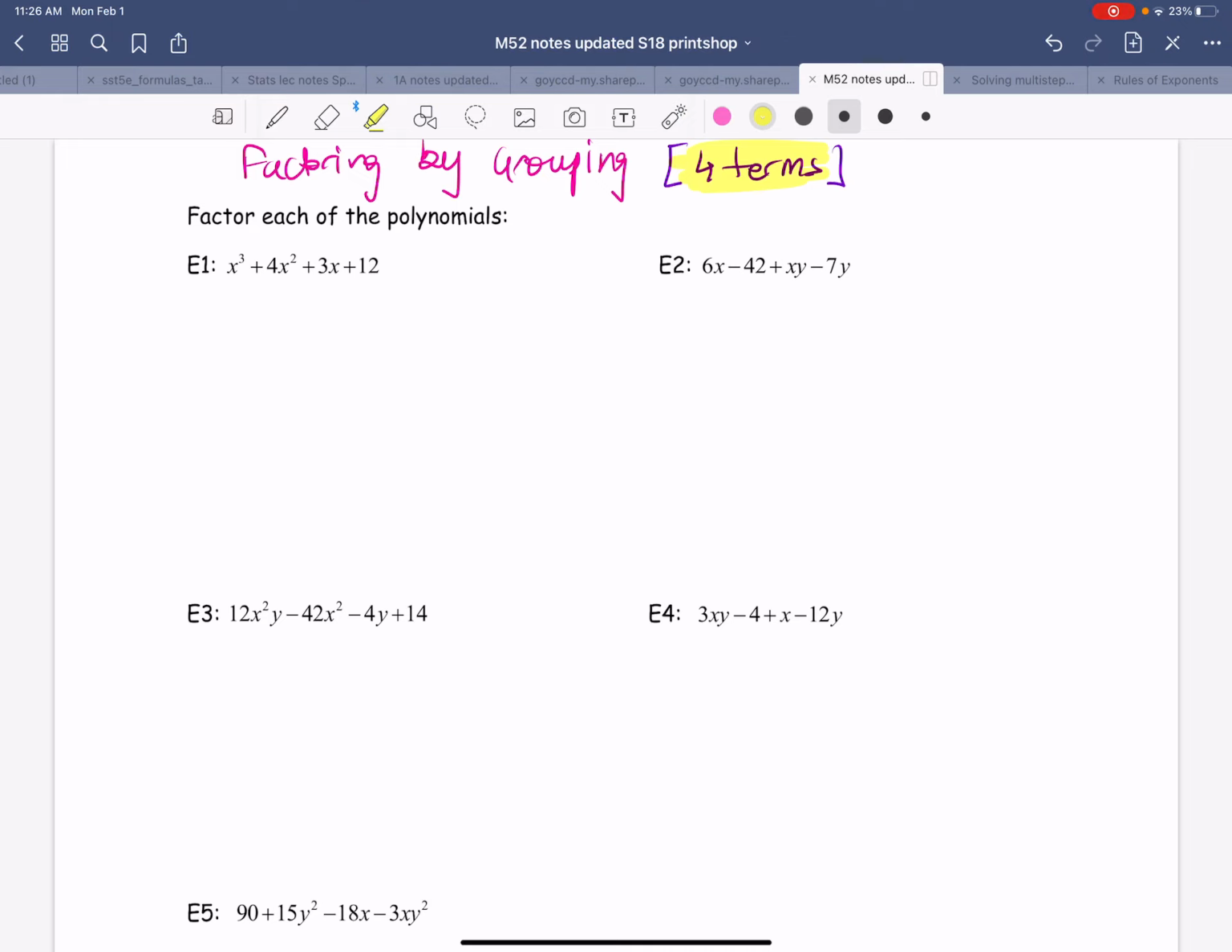In this video, we are going to look at factoring by grouping. So we will be factoring quadratic expressions that include 4 terms. Okay, factoring quadratic expressions that have 4 terms. So look at the first example.